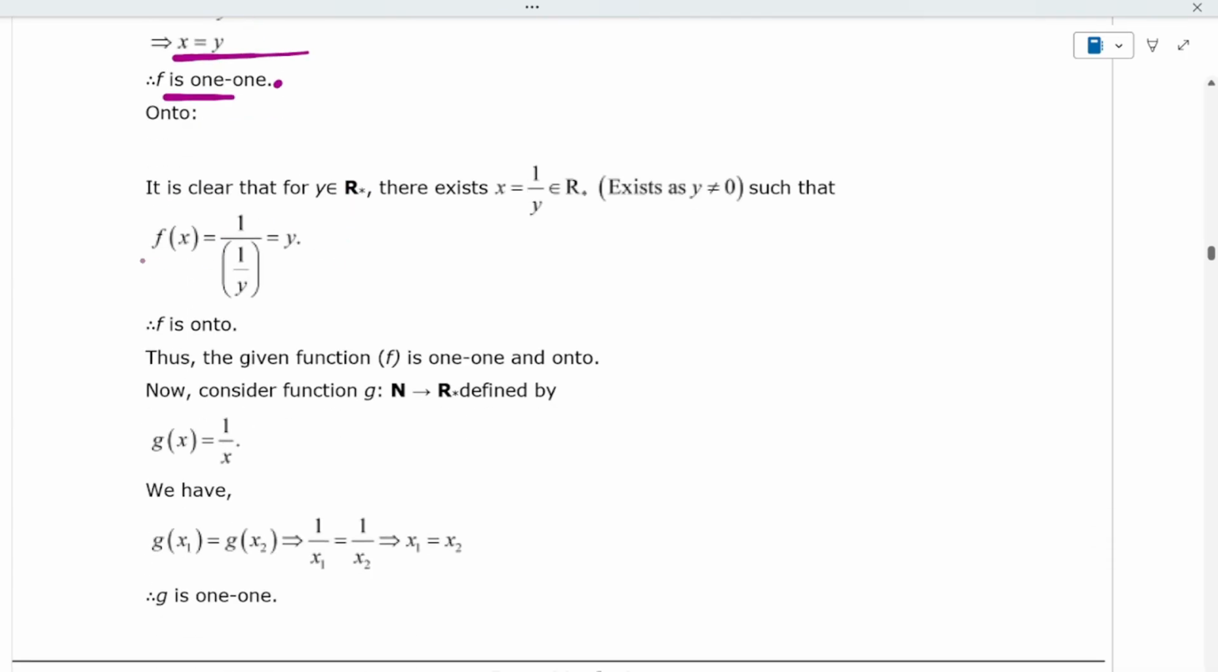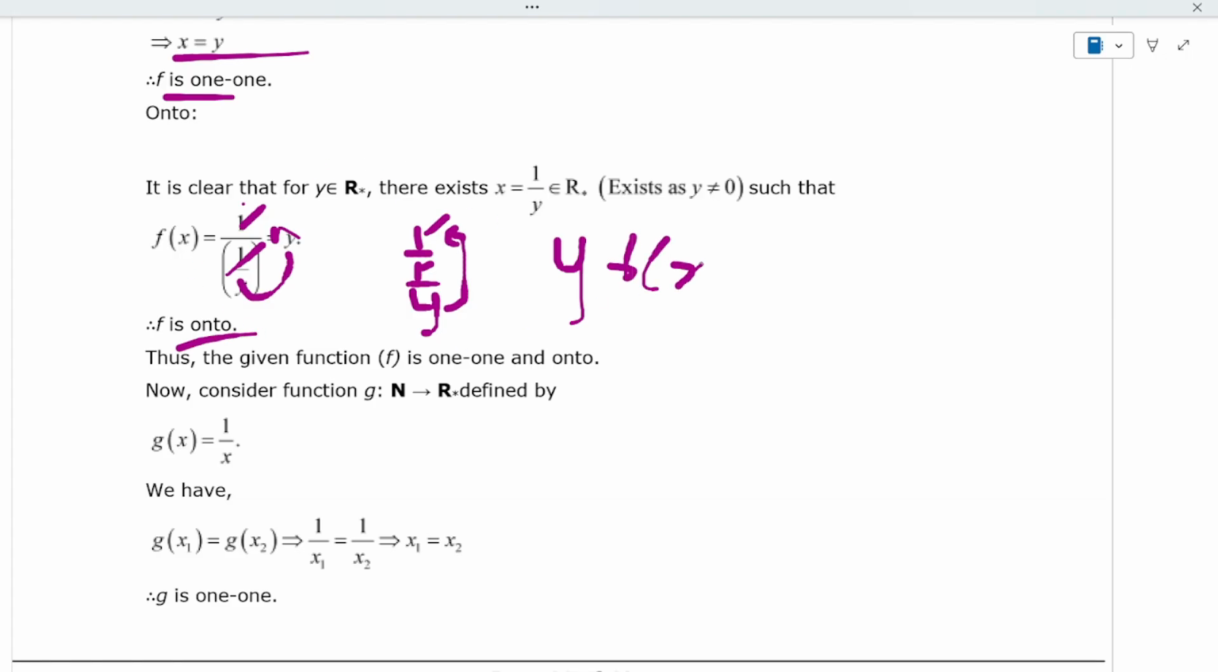Let's see for onto. See, f of x is given as 1 by x, right? You replace x with 1 by y. Now you see that this 1 and 1 will get cancelled, and the y comes up here. This is 1 by 1 by y, right? If you bring it up here, it will become y. Here 1 and 1 will get cancelled. So the answer is onto, because we are proving that f of x is equal to y.